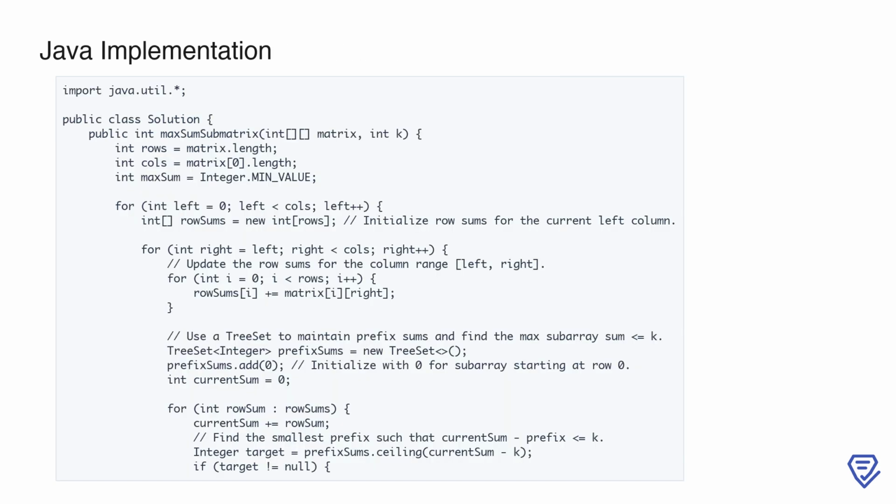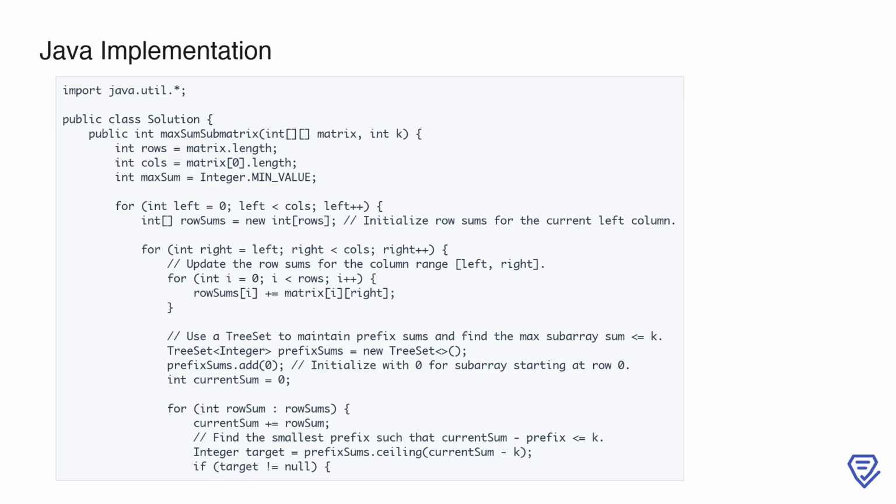Here, we begin by defining our solution class and implementing the maxSum submatrix method, which takes a 2D matrix and an integer k as input. The goal is to find the maximum sum of any rectangle within the matrix that does not exceed k. First, we initialize the dimensions of the matrix, the number of rows and columns, and set a variable maxsum to the smallest possible integer value to keep track of the maximum sum found so far.